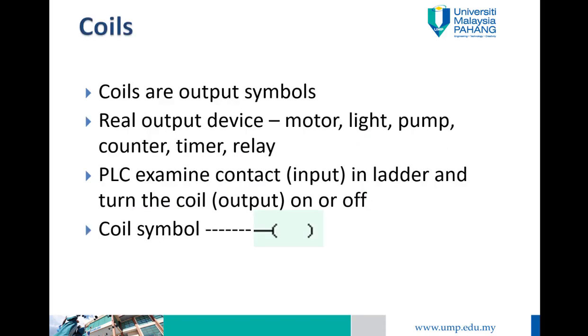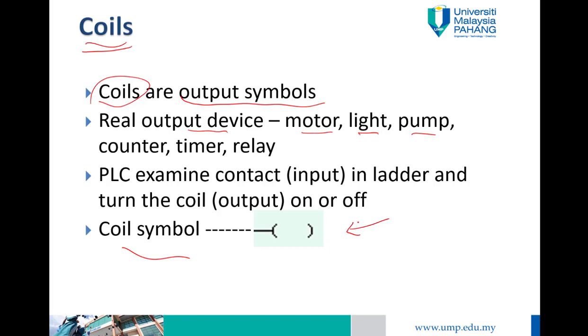Then the coil. Coils are output symbols. The majority of the outputs that we use are coils. The real output device can be a motor, light, pump, counter, timer, relay, and so on. But in the ladder diagram, we will use the symbol of the coil.